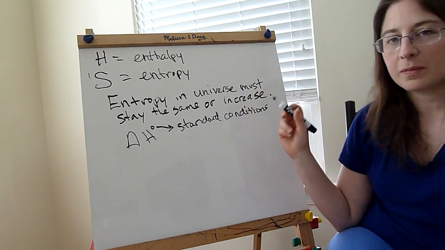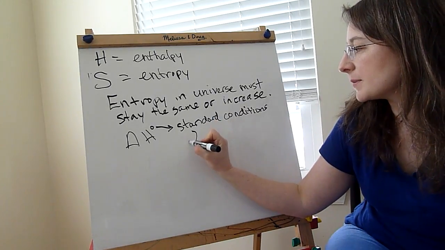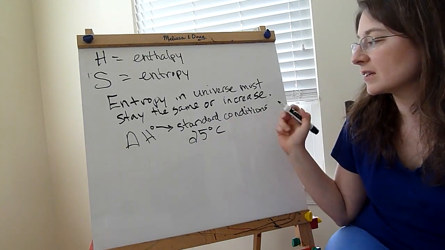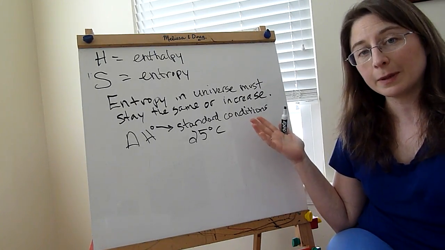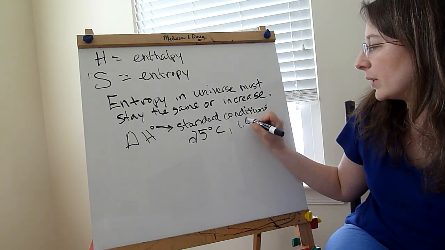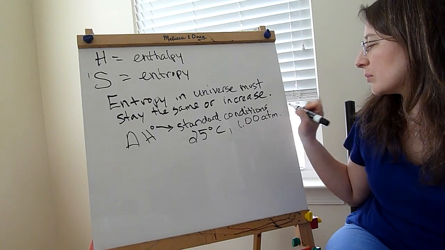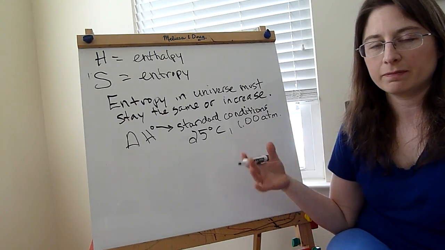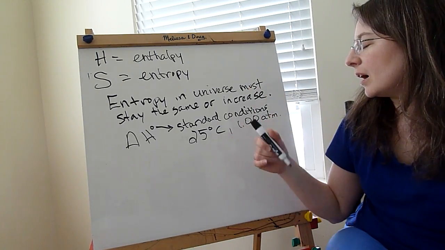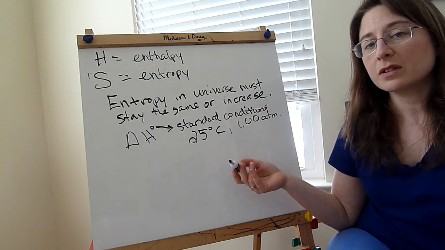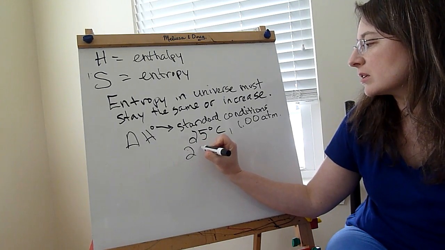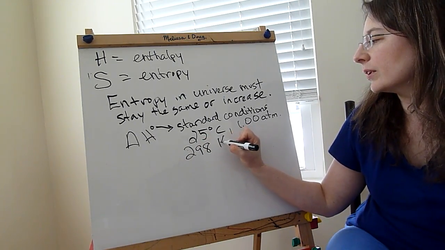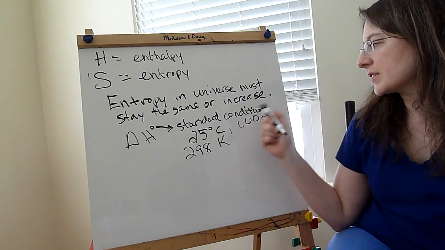That means a normal lab. A normal lab is going to be about 25 degrees Celsius, which is a comfortable room temperature for people, and 1.00 atmospheres of pressure, which is pretty much what we hope to have in a room. So when you do this, you need to use, of course, Kelvin. So that'll be 298 Kelvin for standard conditions.